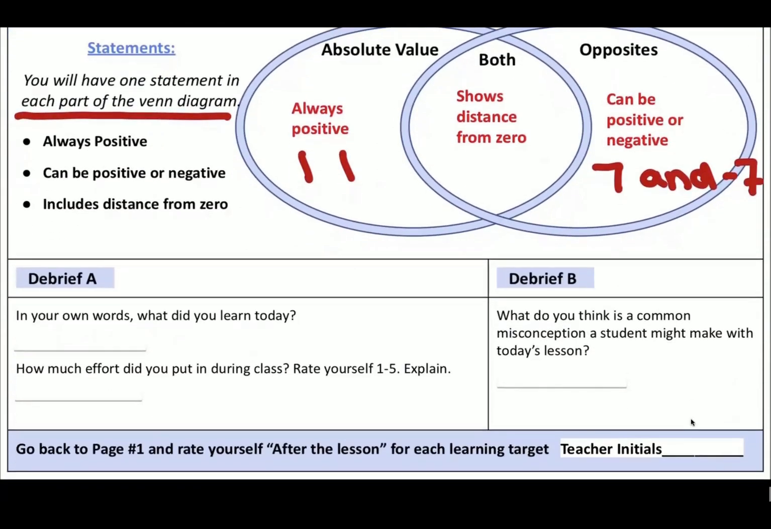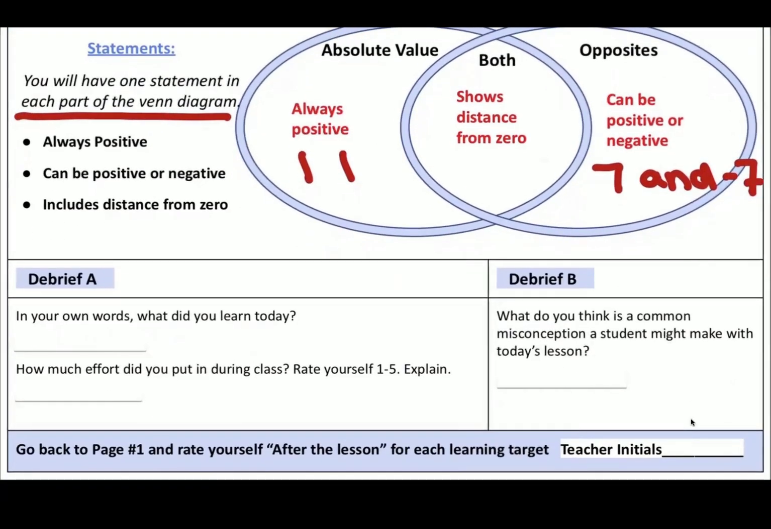The last thing you'll do for today is complete our debrief. This is an important part of the lesson. In your own words, what did you learn today? How much effort did you put in during class? 1 is the lowest, 5 is the highest. And then what do you think is a common misconception or a common mistake a student might make with today's topic? Once you finish answering all of page 6, you're going to go back to page 1 and rate yourself after the lesson for our learning targets.